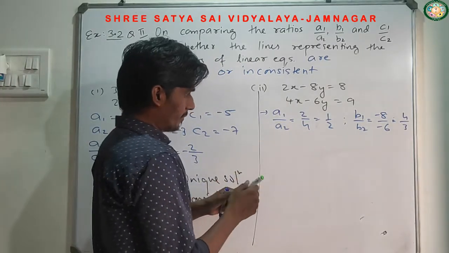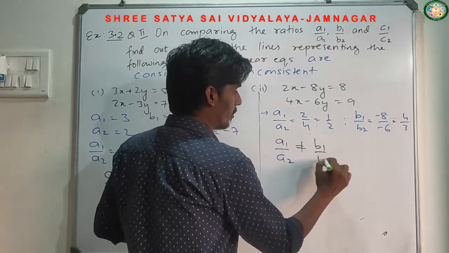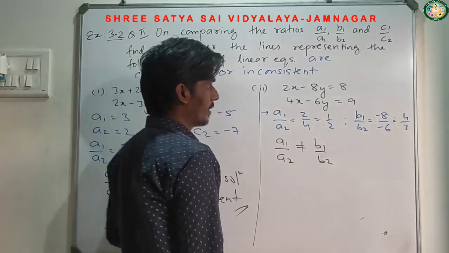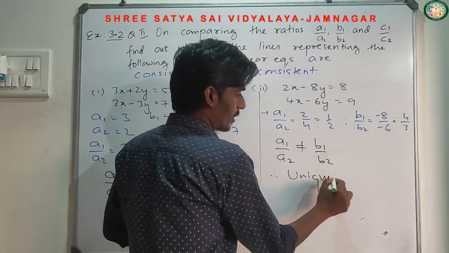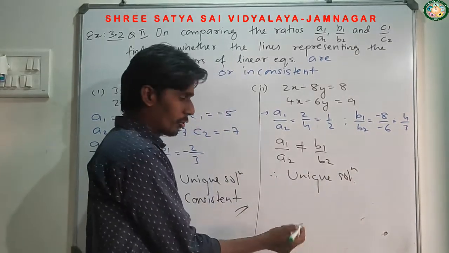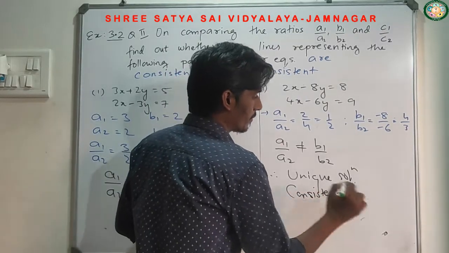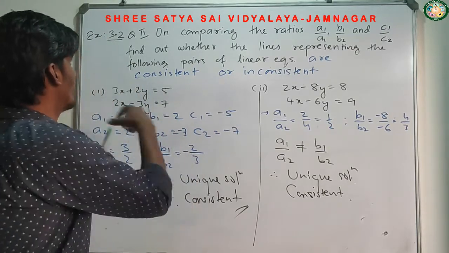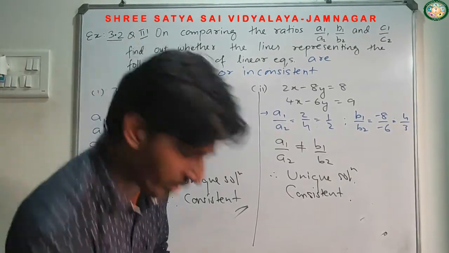So again we can write here A1 upon A2 is not equals to B1 upon B2, because A1 upon A2 is 1 by 2, B1 upon B2 is 4 by 3. So from this condition I can say that it has unique solution as the lines are intersecting. So if it has a solution, it means it's a consistent line. So this is the way we can solve question number 3. Let me take one more example with fraction.